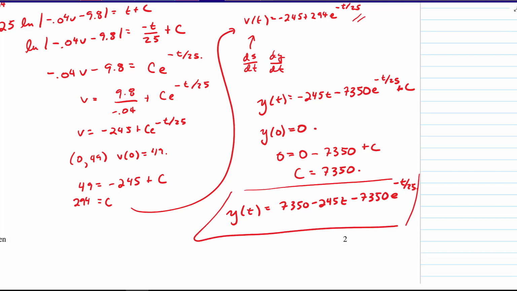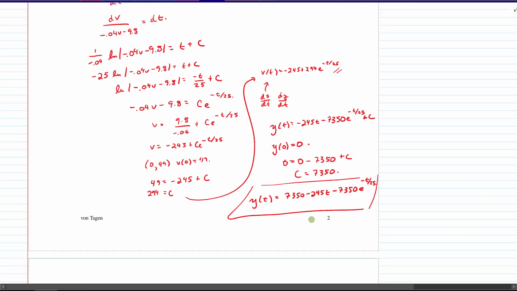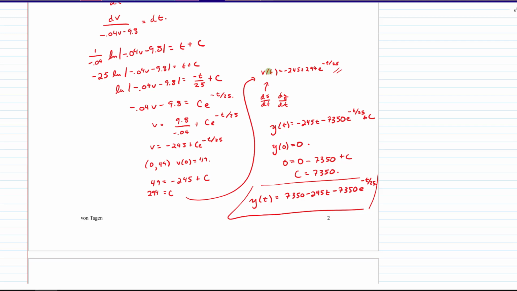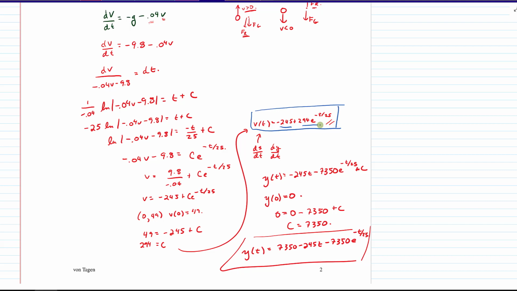Okay, this has been a long video, folks, but I actually have one more thing that I want to talk about, and now's a really good time to talk about it since we've just done this. Here was our velocity equation from before. And notice that it has these two components. It's got a constant term, and then it's got this exponential term, and that exponential term has a negative power to it.